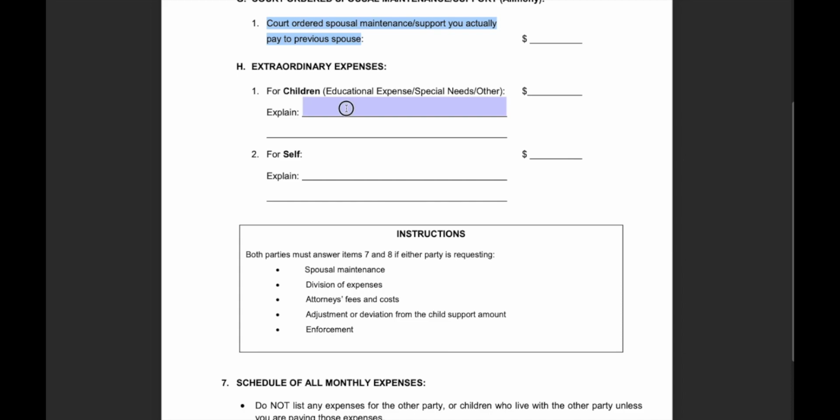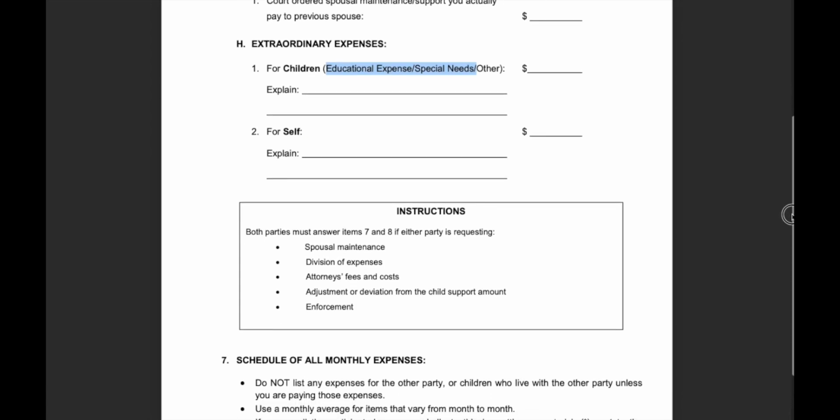Extraordinary expenses for children. If your children have special education or special needs programs that they attend monthly, this is going to be a line that you're going to fill in. If this does not apply to your children, you're going to simply indicate NA. For self, if you are seeing special classes or bettering yourself, this is going to be a line that you're going to use here.